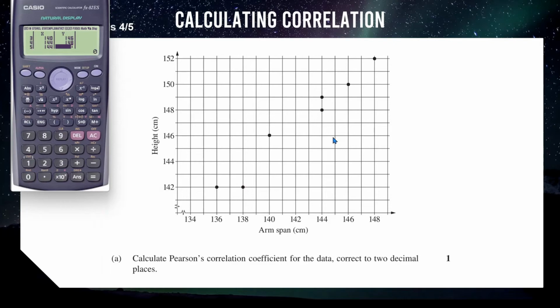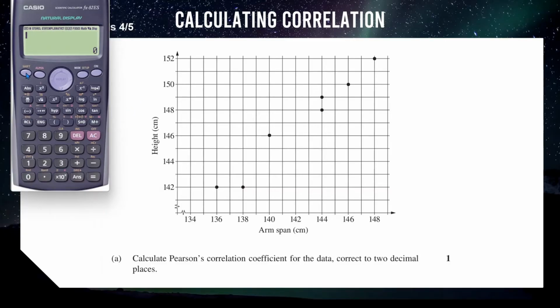148, 149, 150. All right, and the last point, that goes with the 148 x, is a y value of 152. Okay, 152. Now like I said, we want to clear the screen, but we don't want to turn it off, so we just press AC, all clear.